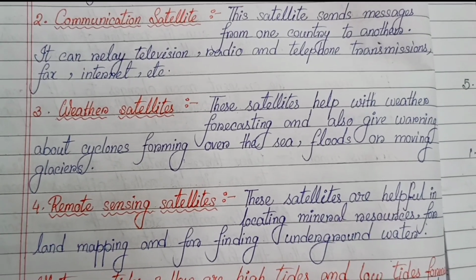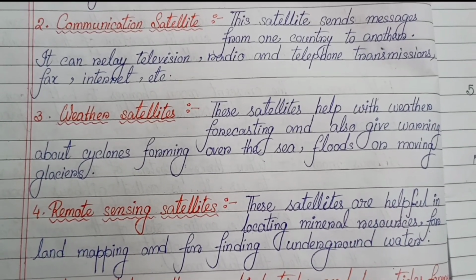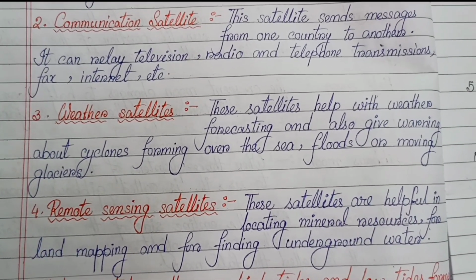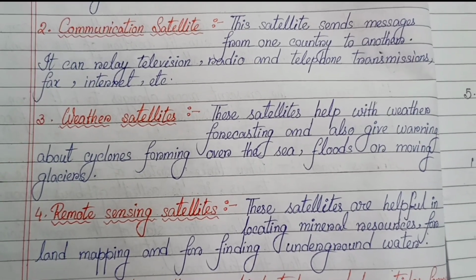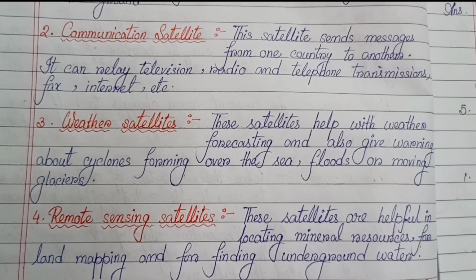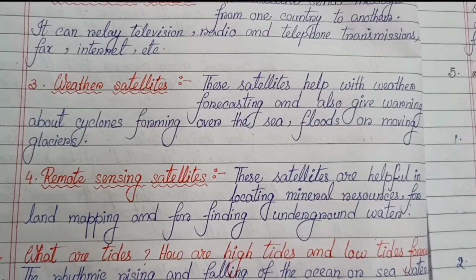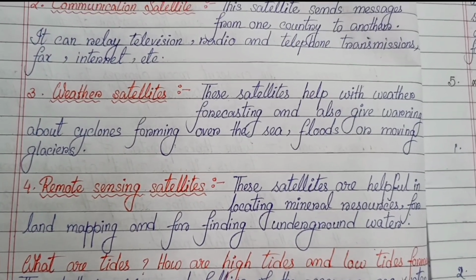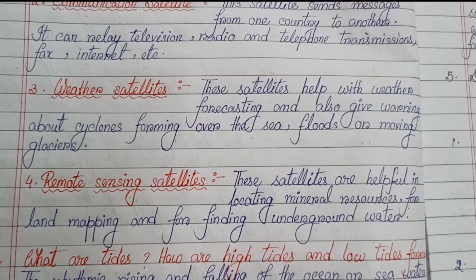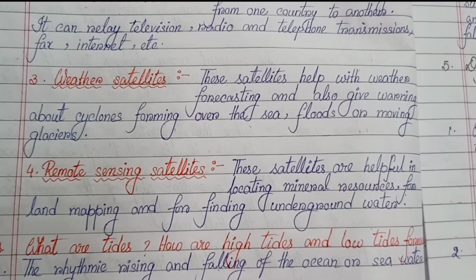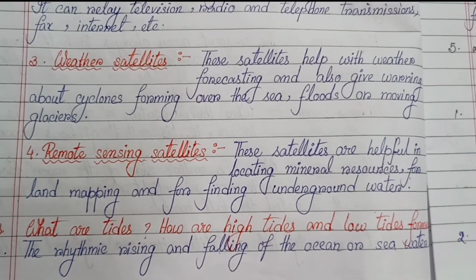Number 3, weather satellites. These satellites help with weather forecasting and also give warning about cyclones forming over the sea, floods, or moving glaciers. Number 4, remote sensing satellites. These satellites are helpful in locating mineral resources for land mapping and for finding underground water.